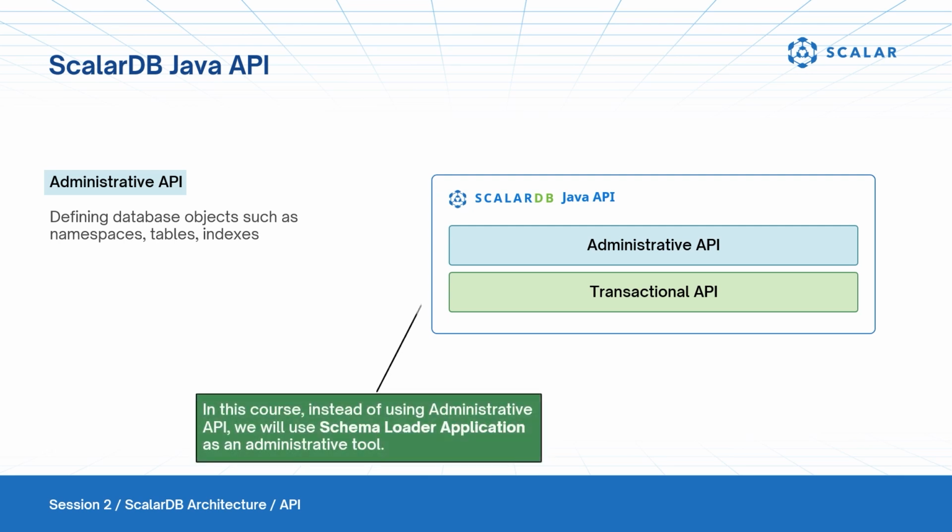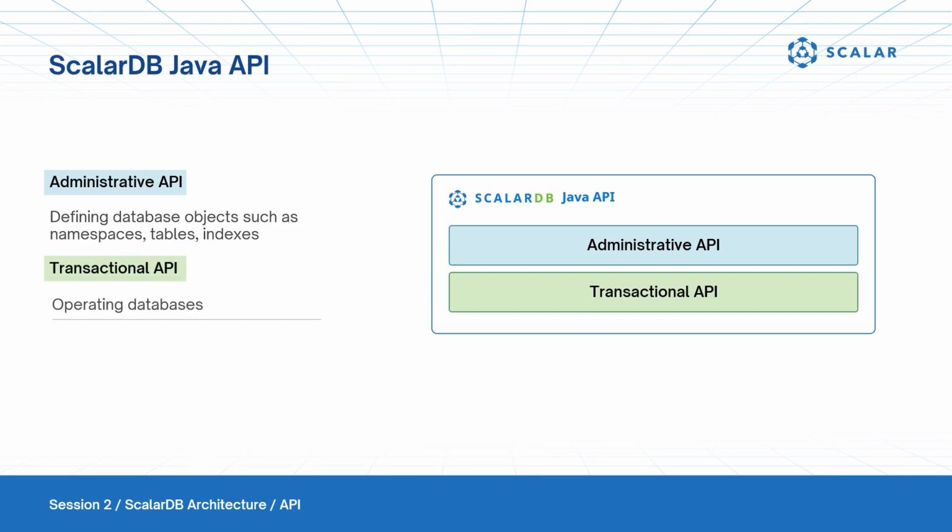In this course, we will use Schema Loader tool instead of calling each administrative API. The Transactional API provides the ability to manipulate insert, get or scan, update, and delete records, as well as control transactions. During the course, we will explain an example of a get operation using the Transaction API.